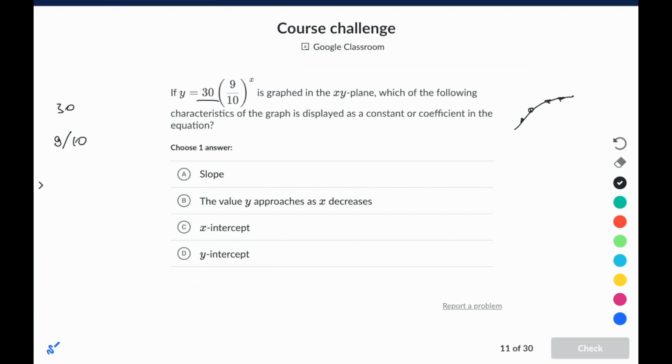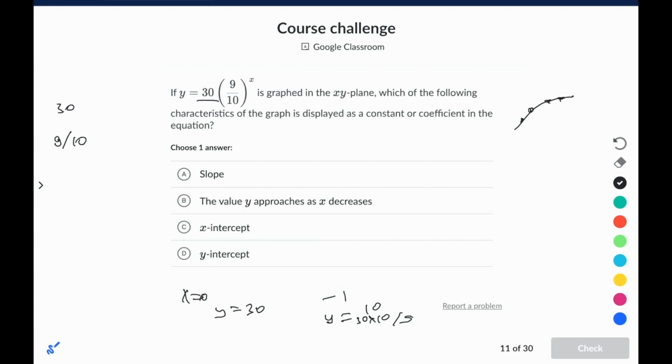Well, as x decreases, let's say, no, actually, y doesn't approach 30 as x decreases. When x equals 0, y will equal 30. But if x decreases even more, let's say to negative 1, the y value will actually increase. It will be 30 multiplied by 10 divided by 9, which is more. So that's not a constant. And now we're stuck between the x-intercept and the y-intercept.